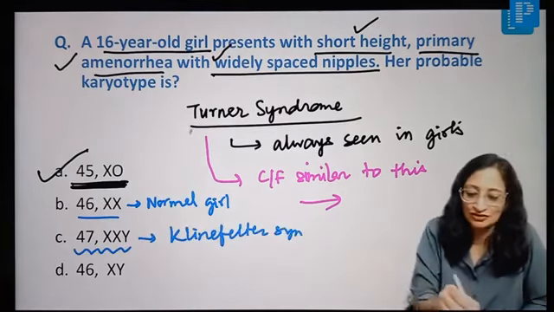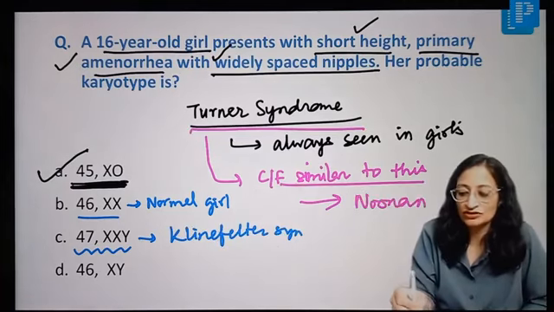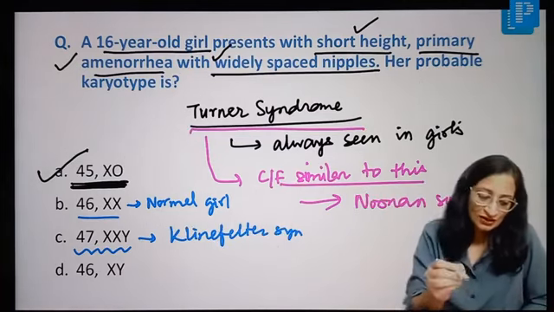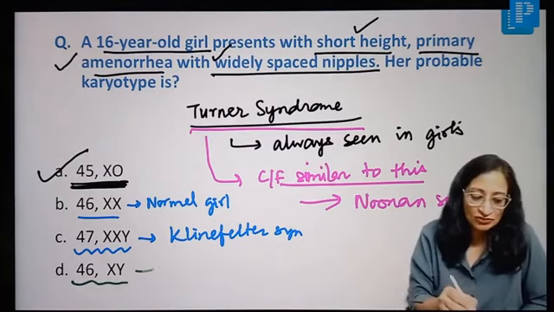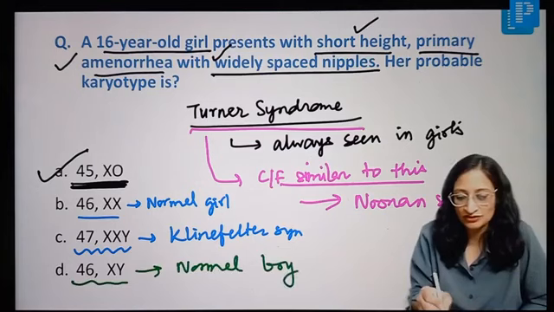So clinical features similar to Turner syndrome are seen in Noonan syndrome. And Noonan syndrome can be seen in both boys and girls, unlike Turner. So 46XX is the karyotype of a normal girl, 47XXY is Klinefelter syndrome, 46XY is a normal boy. So many questions can come related to this.